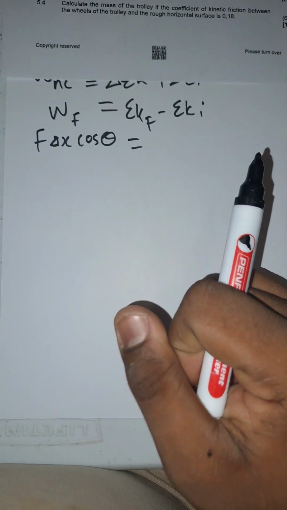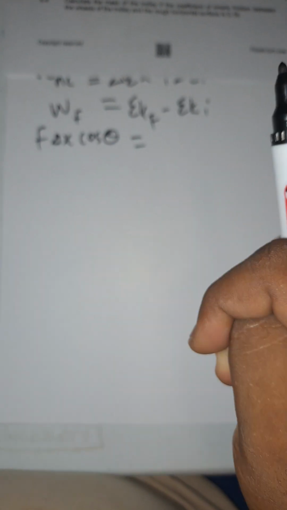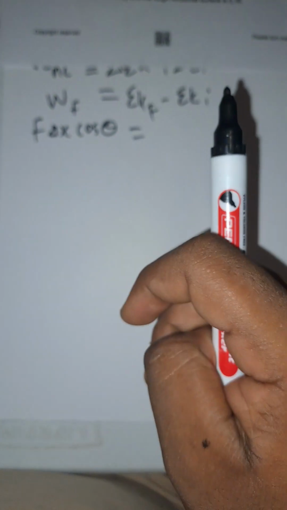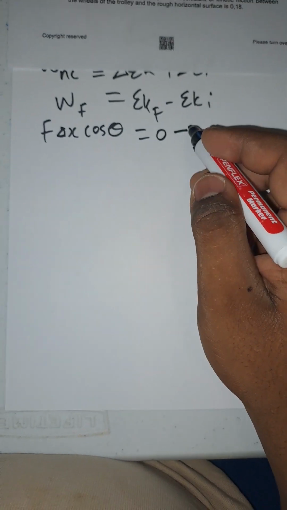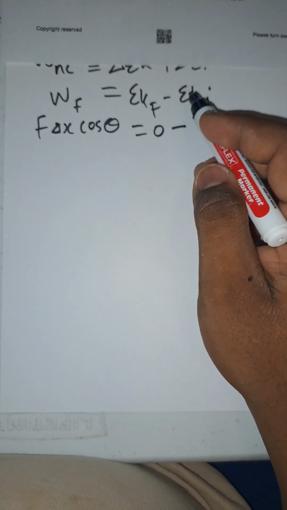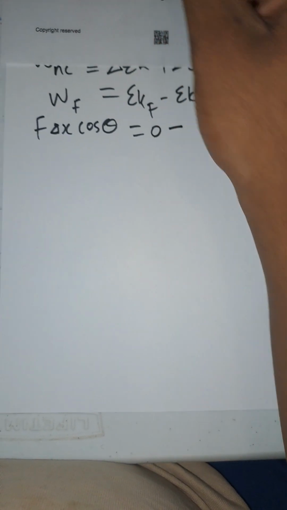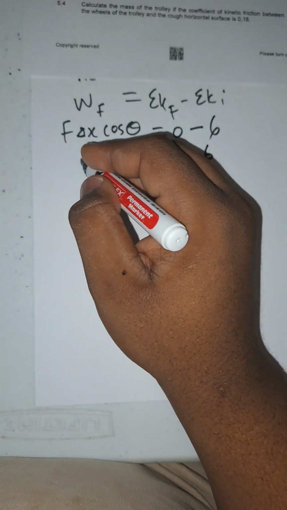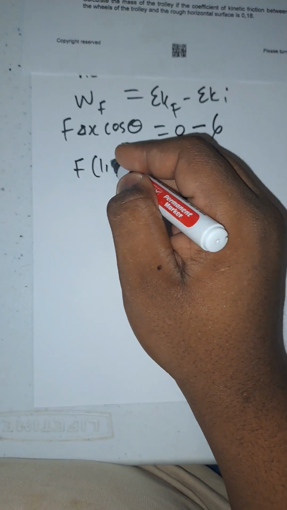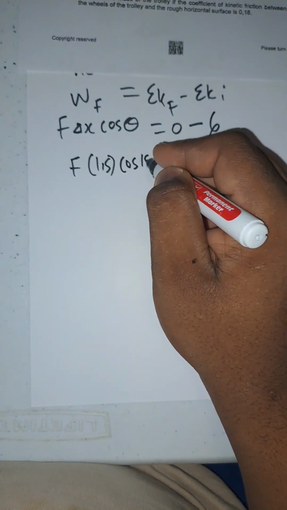So what is the final one? The final one was 0, then the initial one was 6. The reason why I'm saying the final one was 0 is because they told us that it came to rest after passing point A. So now it is 0 minus, and the initial kinetic energy in joules is 6. So here I simply have minus 6. Then here I have F times 1,5 times cos 180.